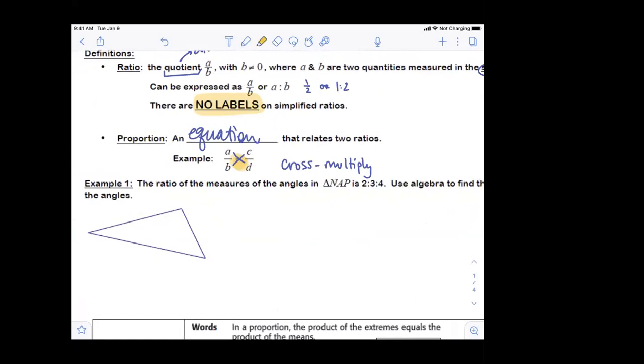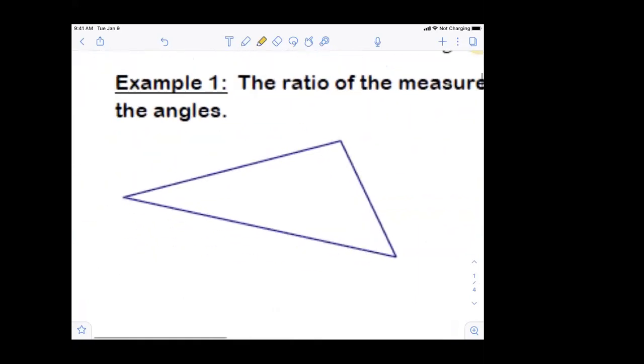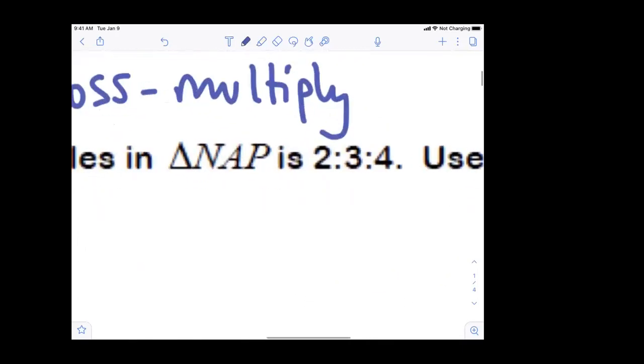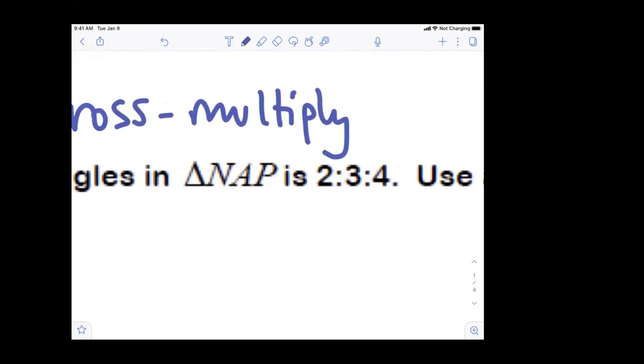This one says the ratio of the measures of the angles in triangle NAP is 2, 3, 4. Okay, so let's first label my triangle. Ooh, I keep forgetting to change over to the pencil. NAP. It doesn't matter which one you label which. Remember when we do examples like this, it might not necessarily be to scale. So don't freak out if one looks smaller but ends up being bigger. This is just a guide for us. It doesn't need to be perfect. Now, it was important for us to label that because now I have to use the idea that this is triangle NAP and it goes 2 to 3 to 4.